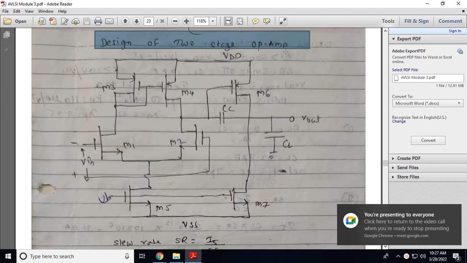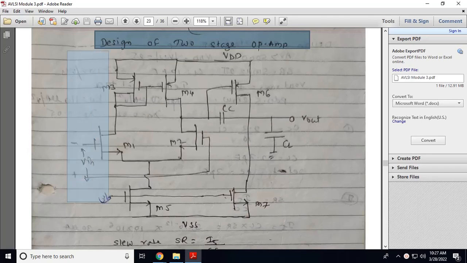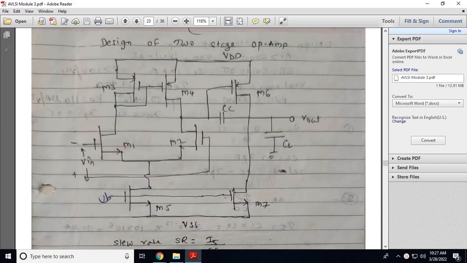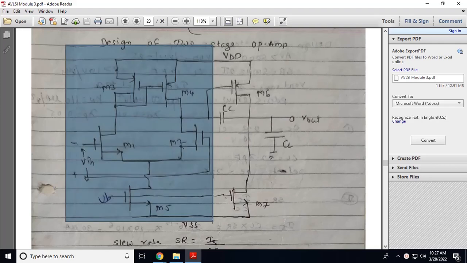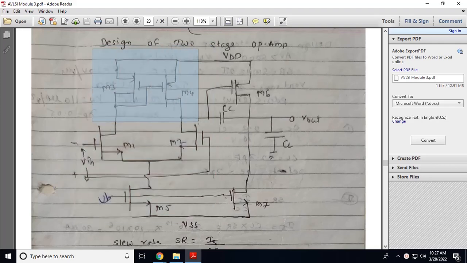Design of two-stage op-amp. So this is a circuit of a two-stage op-amp. The first stage is a differential amplifier with a current mirror load. We apply the input to transistor M1, that is NMOS, and transistor M2, that is again NMOS. The load is a current mirror circuit using transistors M3 and M4. ISS is implemented by transistor M5. So this is a current source.